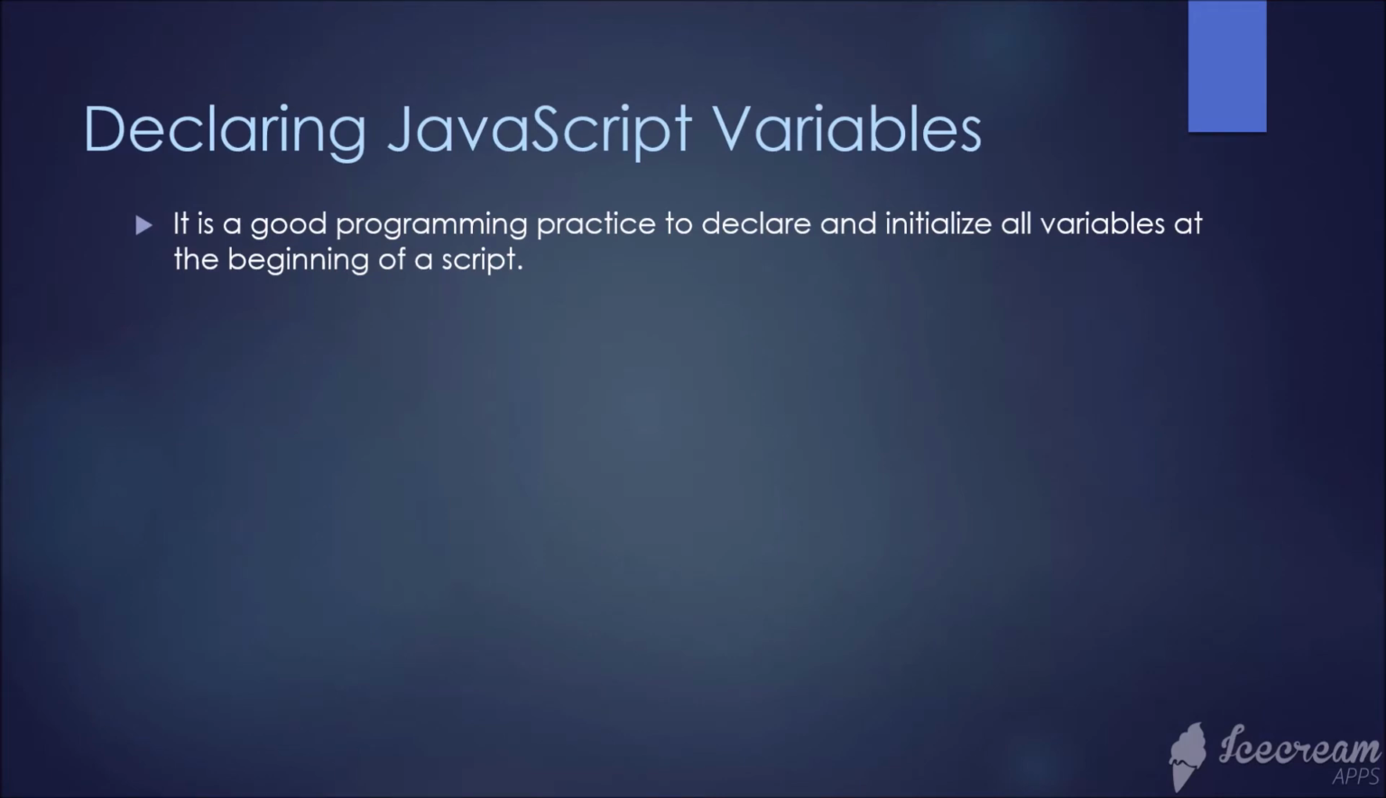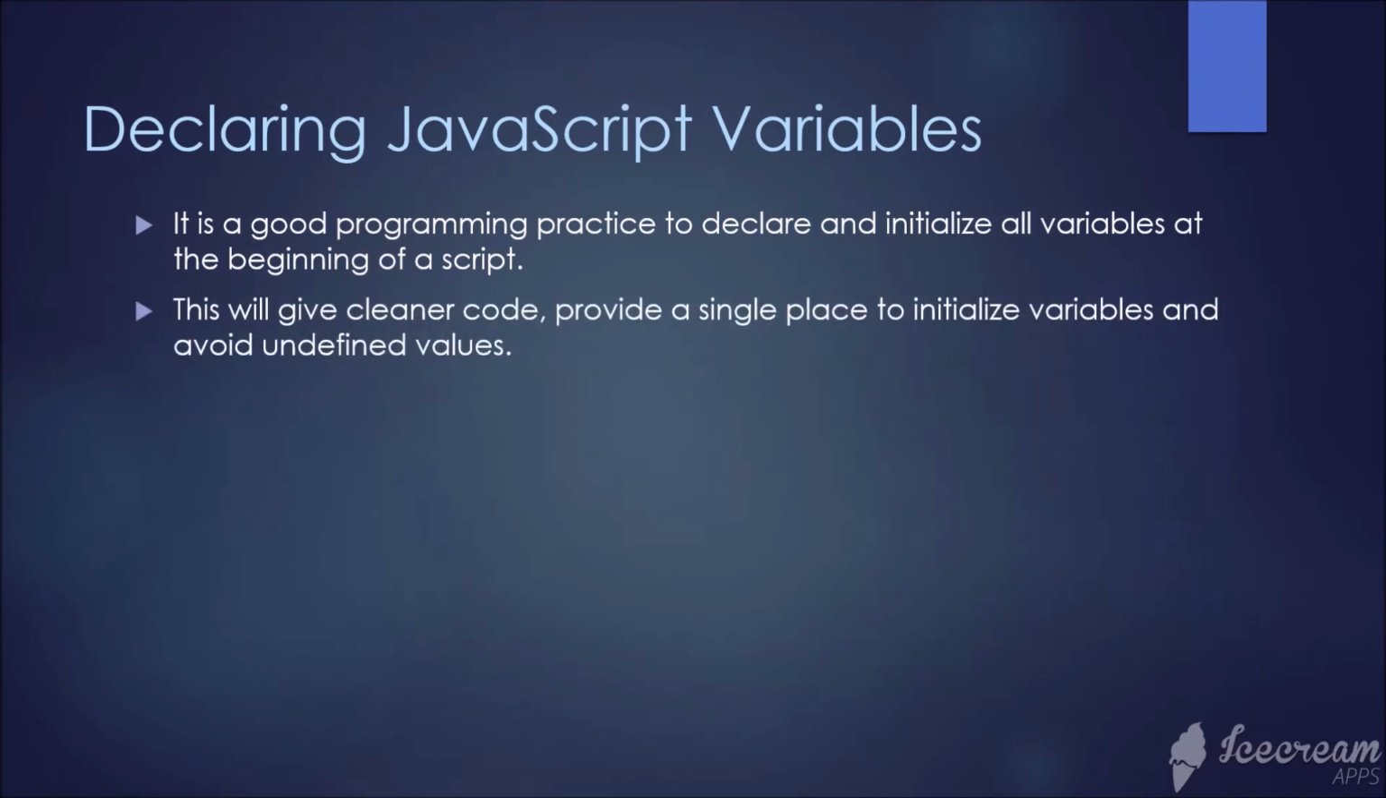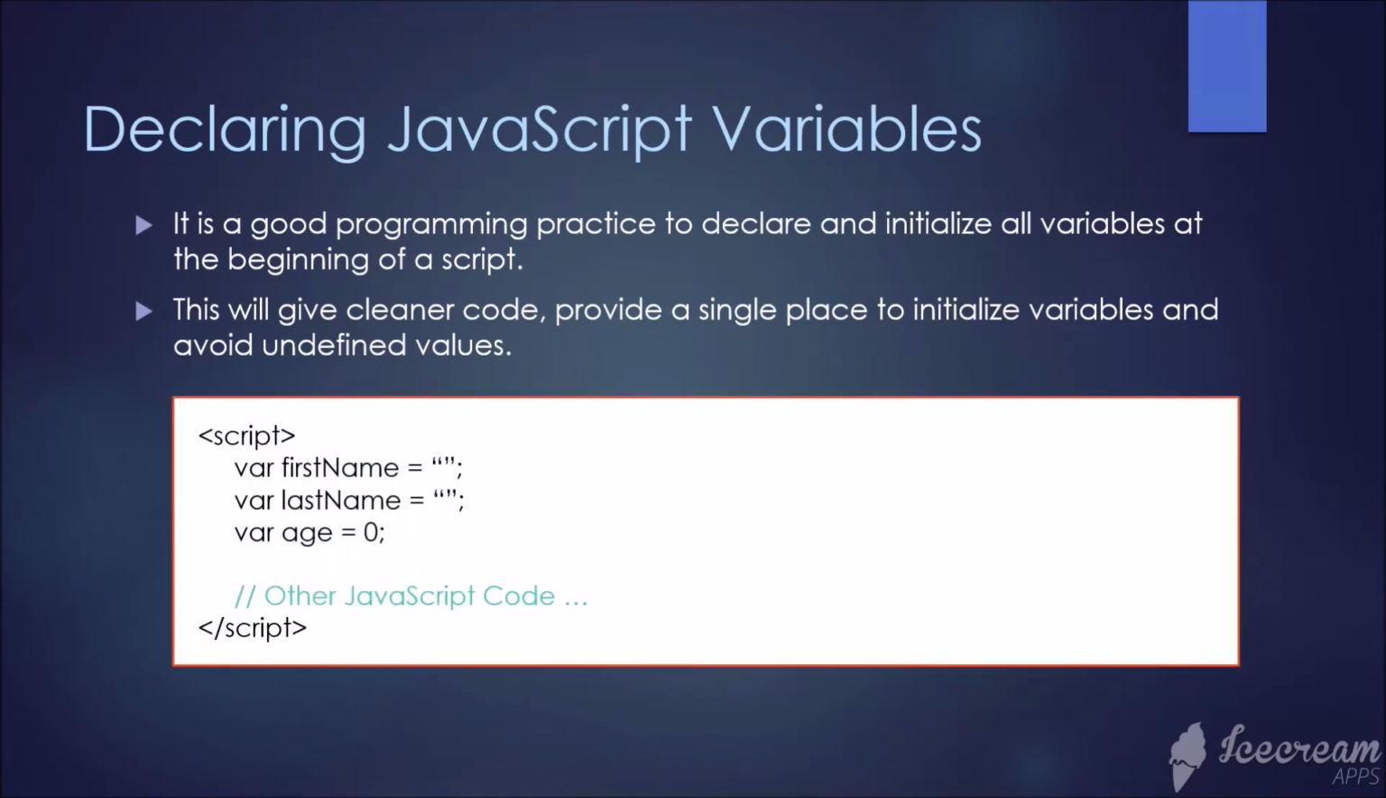So, it is a good programming practice to declare and initialize all variables at the beginning of the script. This will give cleaner code, provide a single place to initialize variables, and avoid undefined values. So we have here yung sample script natin. So we declare first name, which having a value of empty string. Then yung last name naman, empty string din, para hindi lang siya maging undefined. Then yung age, which is, since it is a number, we can set it as 0. Okay?